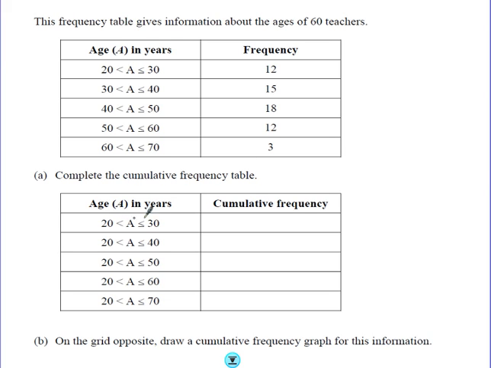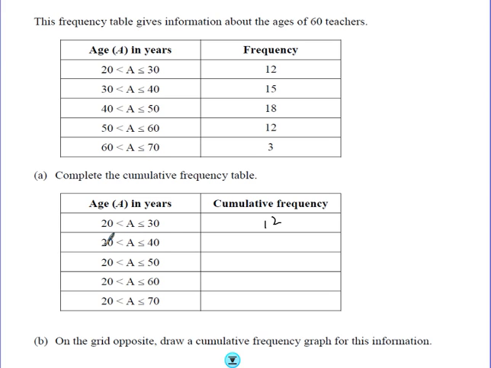So what we're looking at now is we're not just doing a frequency table, we're doing cumulative frequency, which is basically adding up all of the number of teachers up to a certain age. So let's see what this is. So between 20 and 30, well, there's 12 teachers. That's exactly the same as the original table. But in this table, that was between 30 and 40.